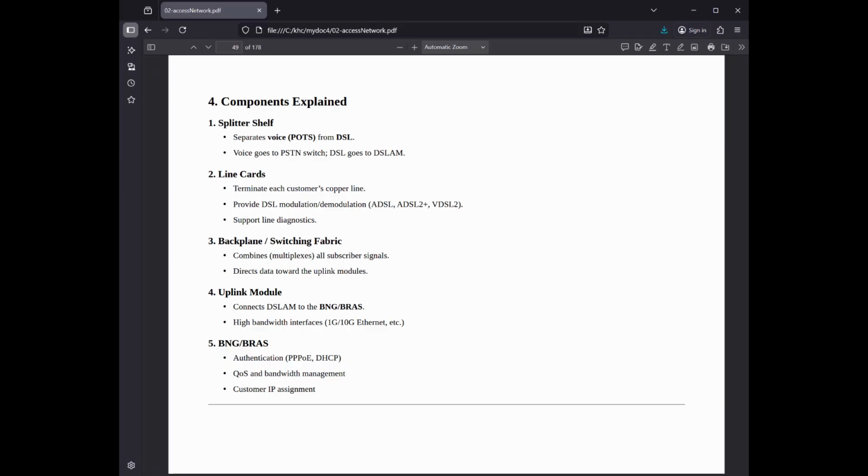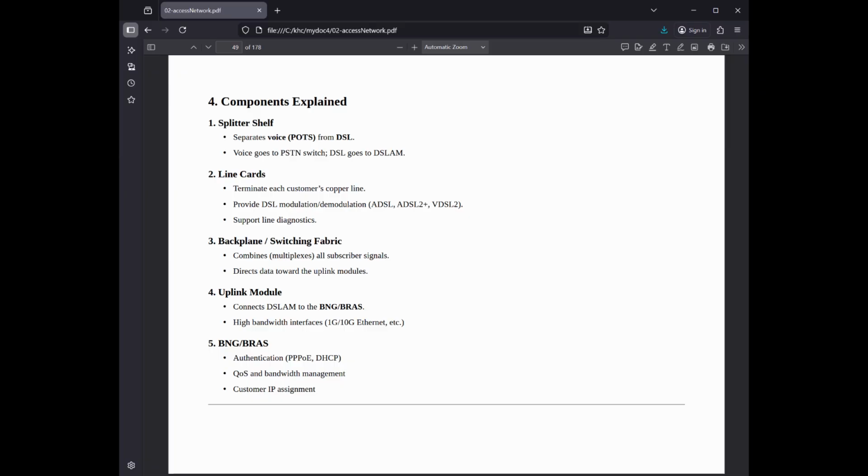Modem pool: each line card contains a bank of digital signal processors, DSPs, that act as the other half of your home modem. They handle the complex task of converting analog electrical signals from the copper wire into digital data. Service mix: modern DSLAMs are multi-service, meaning one chassis can house ADSL2 plus cards for long-distance customers and VDSL2 cards for nearby high-speed customers.